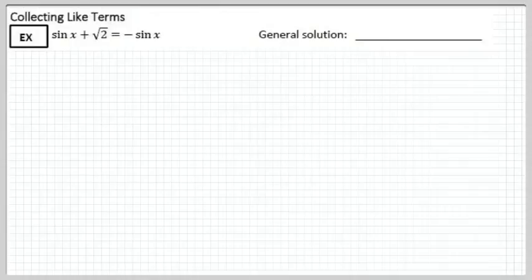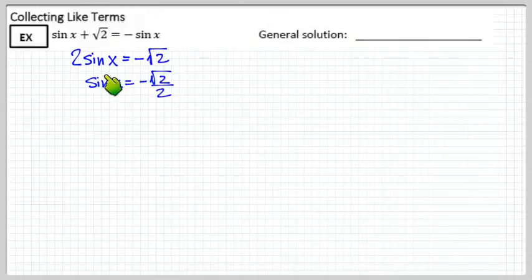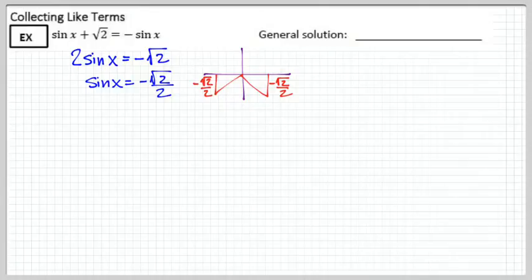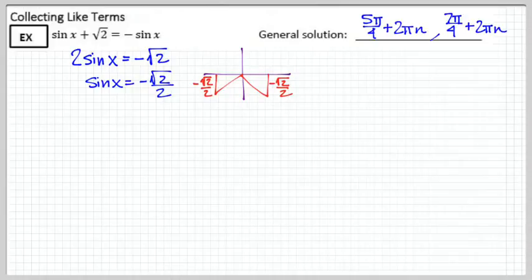Okay, combining like terms, this is a pretty straightforward example here. Both of these terms have sine x, so let's bring them all to one side, and then bring this root 2 to the other side. So we combine them, divide by 2, and at this point, we're going to think about our unit circle, and we think about the two different angles here, coming around here. That gives us a sine value of negative root 2 over 2. And this would give us two general solutions, 5 pi over 4 for this angle here, and then 7 pi over 4 for this angle here, and then we get repeated solutions every 2 pi.